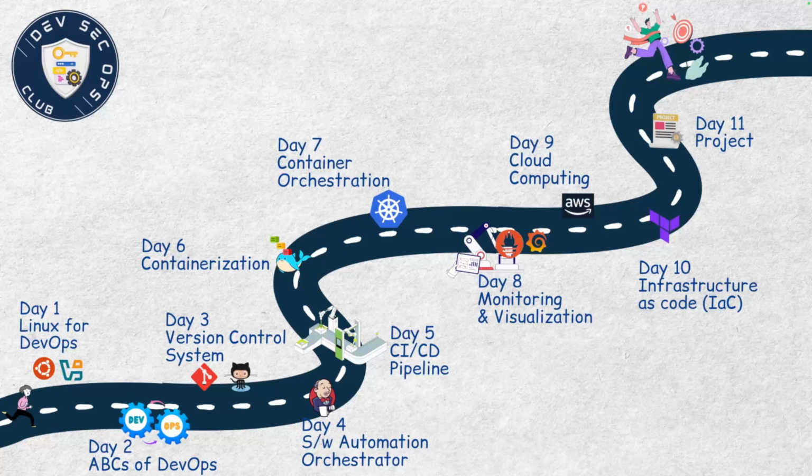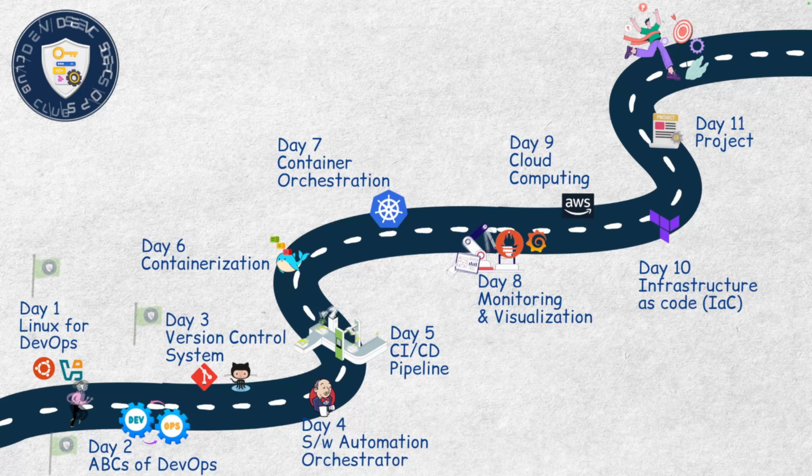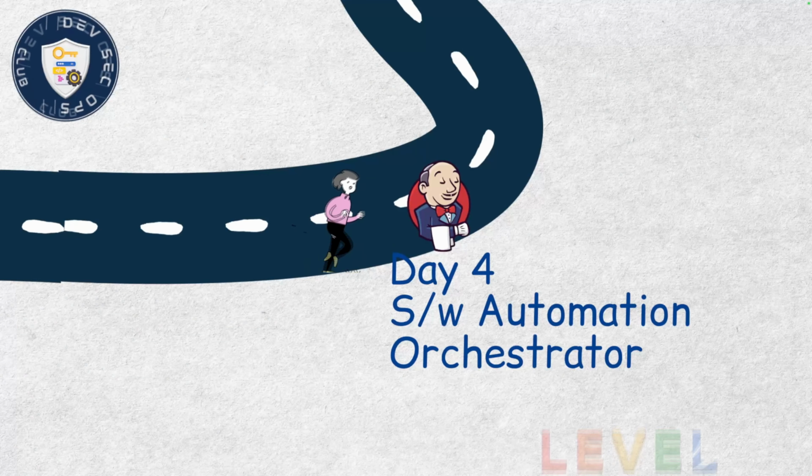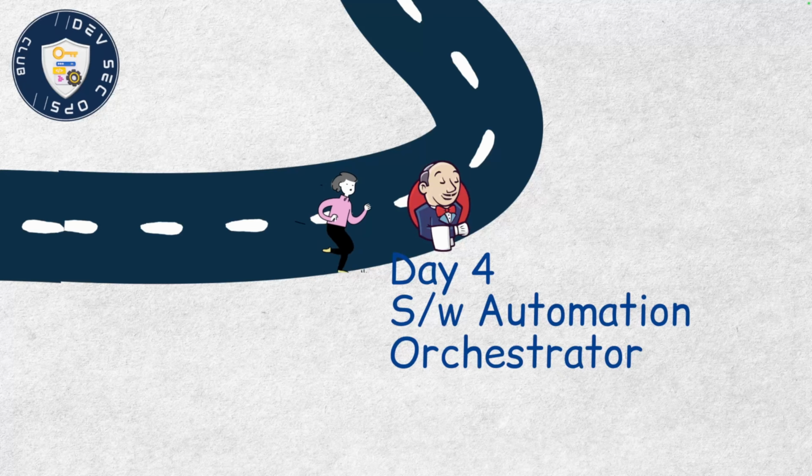This is our roadmap, and according to it, we have completed Day 1 Linux for DevOps, Day 2 ABCs of DevOps, Day 3 version control system. And today we are going to level up our game, Software Automation Orchestrator.